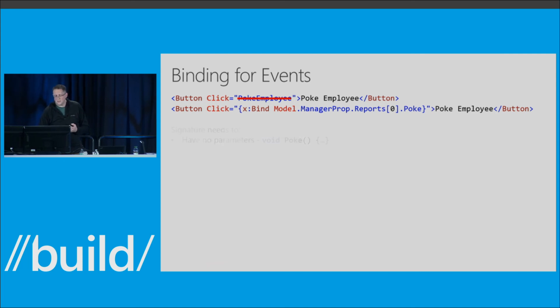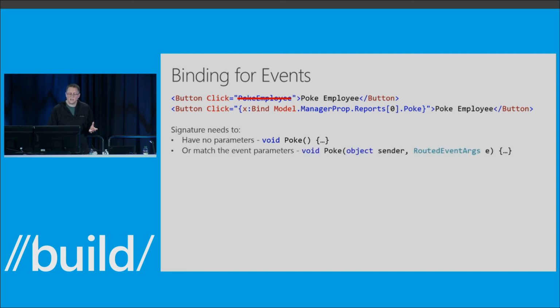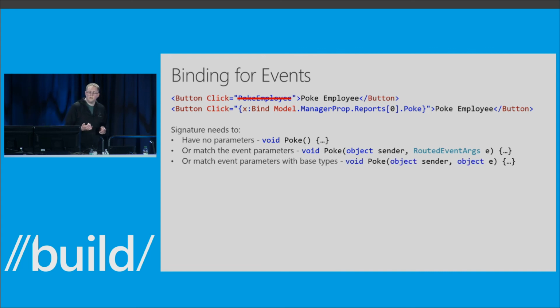So whatever method that is inside my model, if it doesn't need to have any parameters, we'll bind to parameterless functions, or it needs to match the event signature. In this case, it's a button click, so it's sender and routed event args. Alternatively, you can also use a signature that has base types of the event. We can call that directly. So in this case, I've used object rather than routed event args. You can use whatever base or interface classes you need.